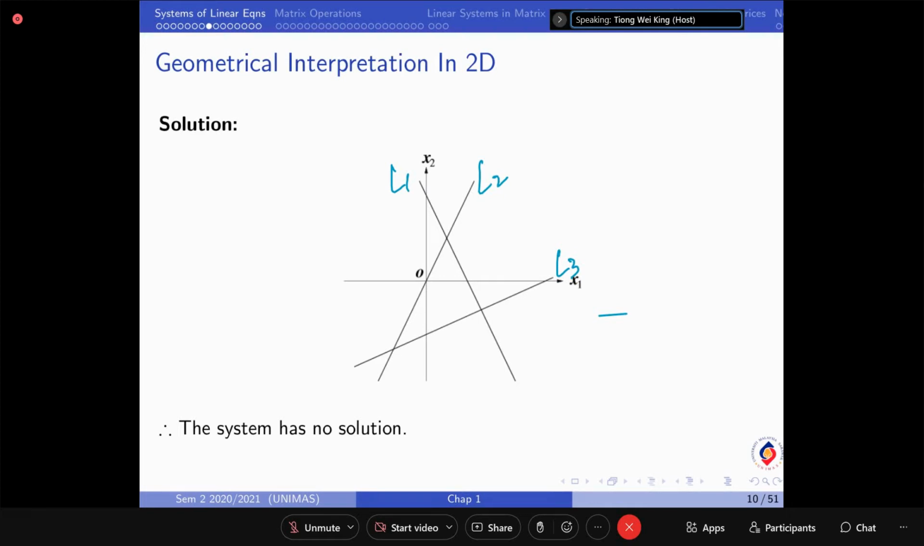So if you look at our graph here, there is no one intersection point for all three lines. We have an intersection point between two lines, but there is no common intersection point for all three lines. So then we say that the system has no solution. Okay.